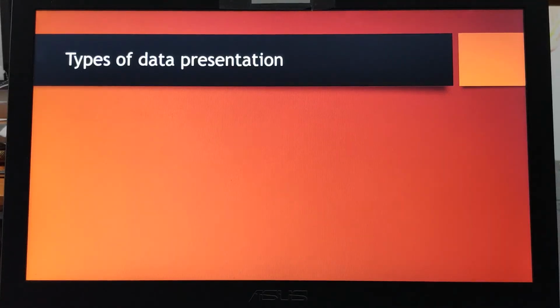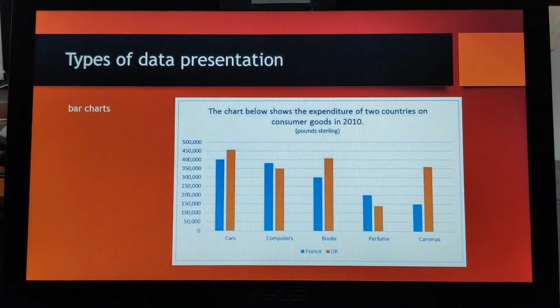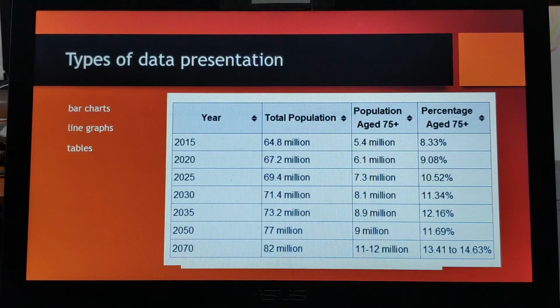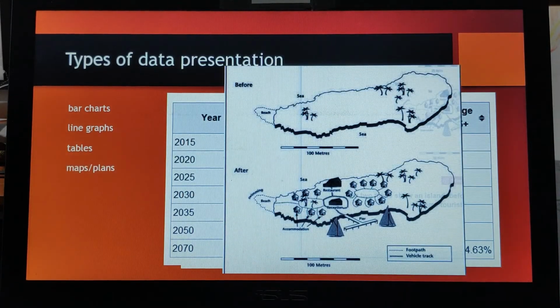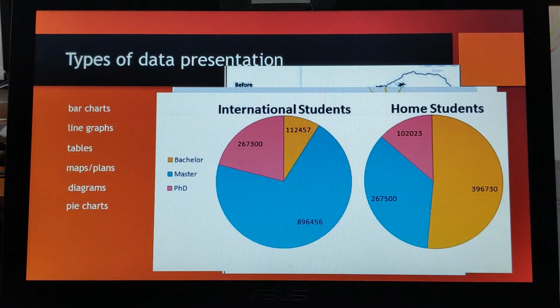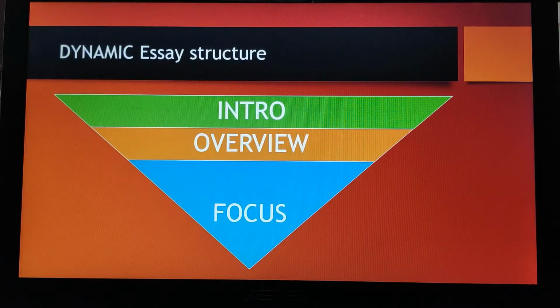So how is the data presented? Usually it is presented in bar charts, these vertical bars, in line graphs, also tables, maps and plans. This is dynamic actually because it shows a before and after the reconstruction or recreation. Diagrams, and pie charts.